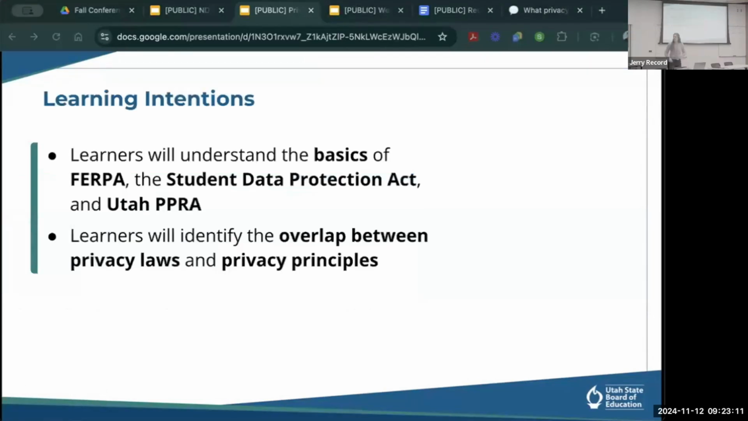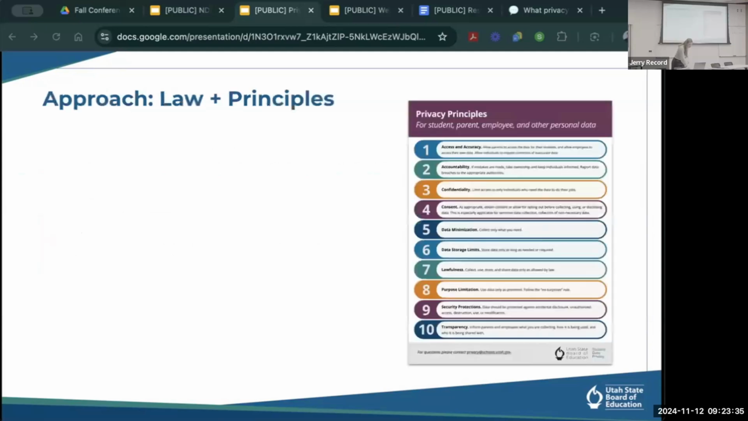So let's talk through your learning intentions. This is what I'm hoping that you will get out of this session today. First is that you will understand the basics of FERPA, the Student Data Protection Act, and what we call Utah PPRA. And then the second is that you'll understand and be able to identify the overlap between these privacy laws and privacy principles. All right, so let's dive in.